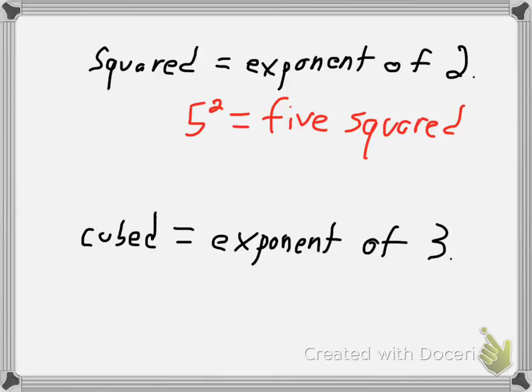Okay, anything with the exponent 2 we usually say is squared. Likewise, if we have something cubed, that means that it has an exponent of 3. So if I say I have a number cubed, like 5 cubed, that's saying 5 to the third power. Now, it's not wrong to say to the second power or to the third power, but you should be aware that if you see it written out as something squared or something cubed, that means the second and third exponent.